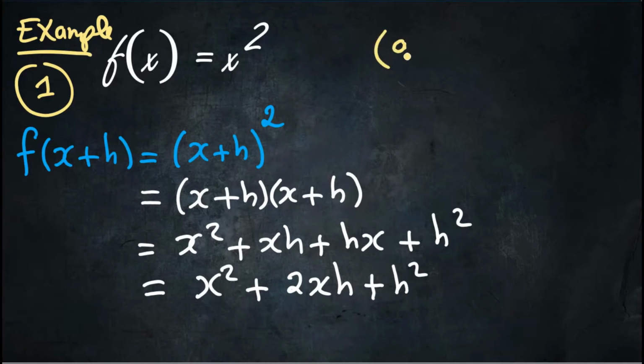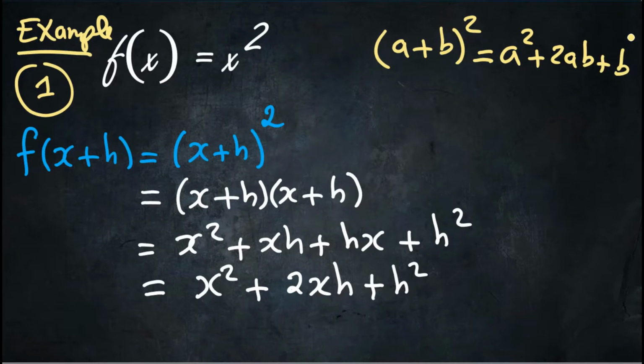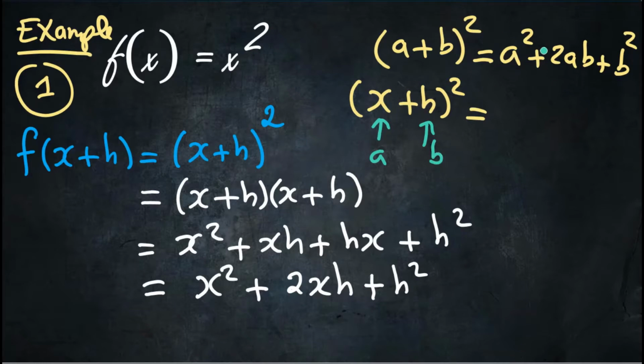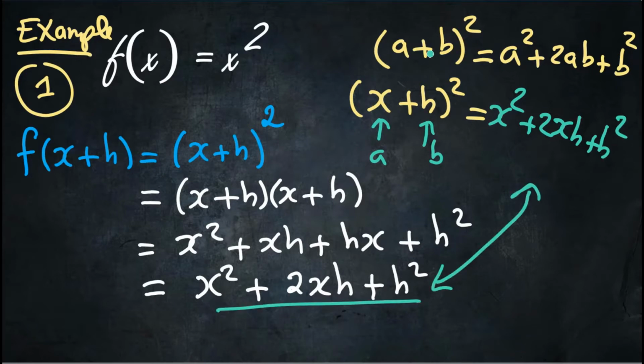Now if you guys remember this identity, a plus b squared is a squared plus 2ab plus b squared, you can use it to expand this. This is a and this is b. Applying the identity, we get a squared, which is x squared, plus 2ab, which is 2xh, plus b squared, which is h squared. So please memorize this identity. It's a shortcut to expand this expression.